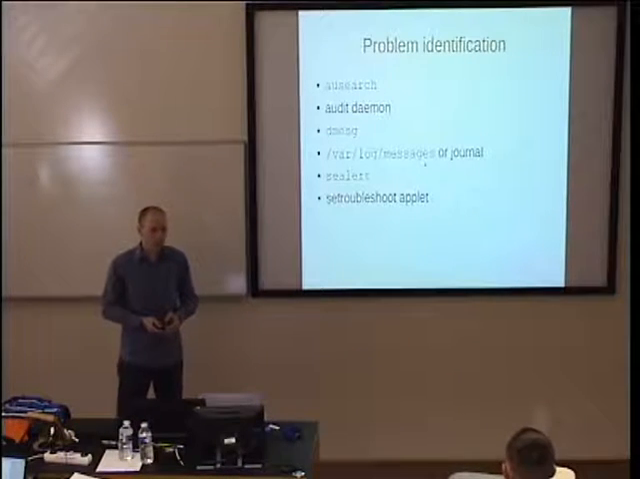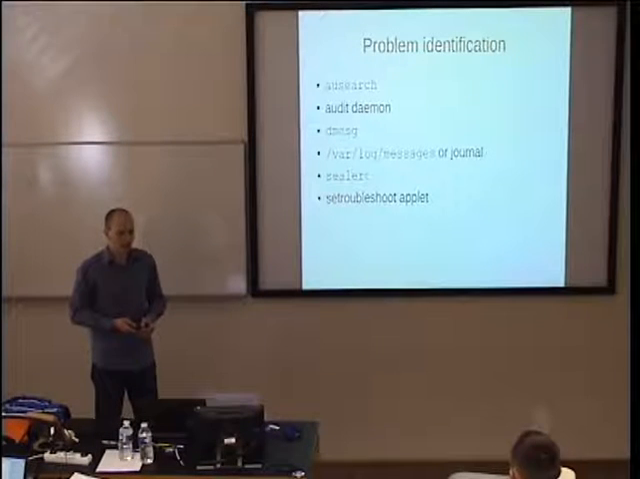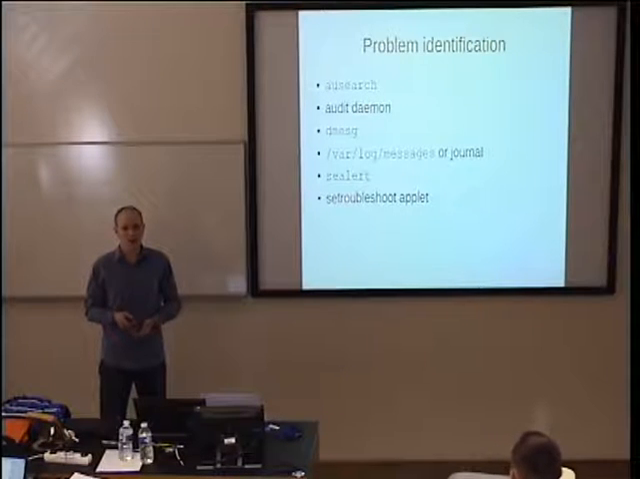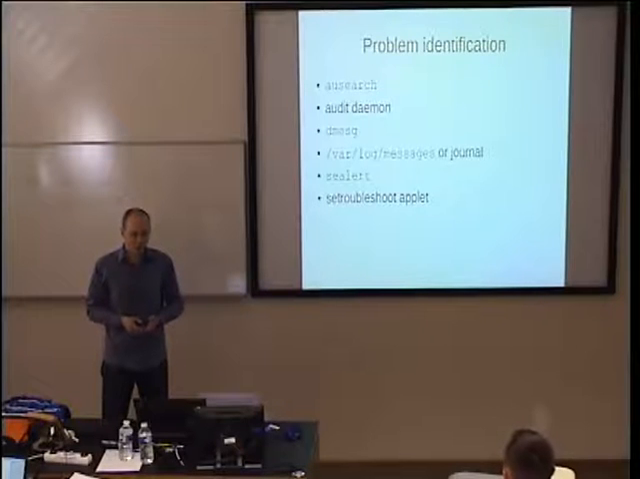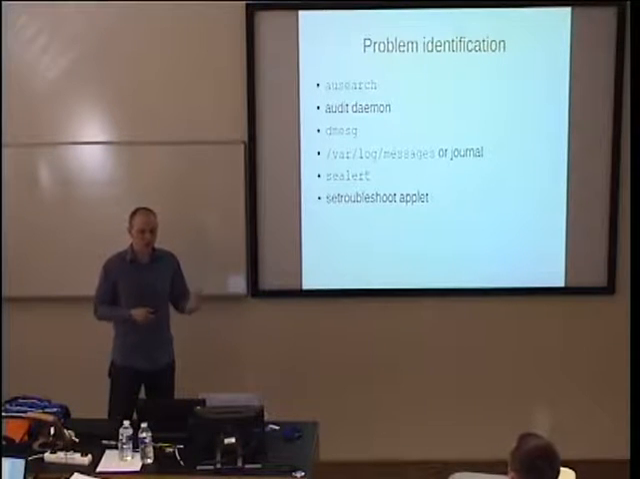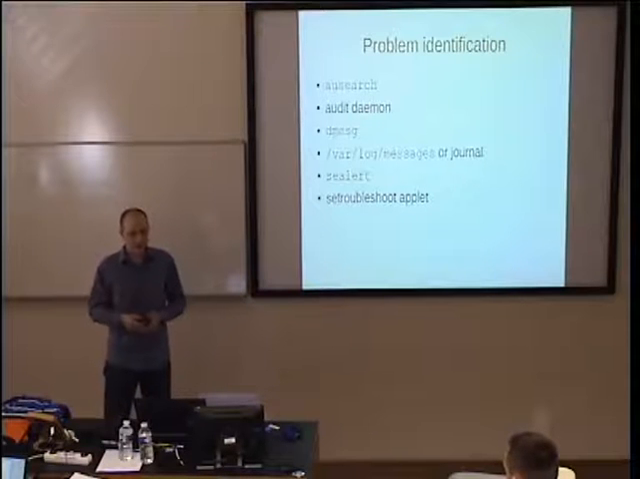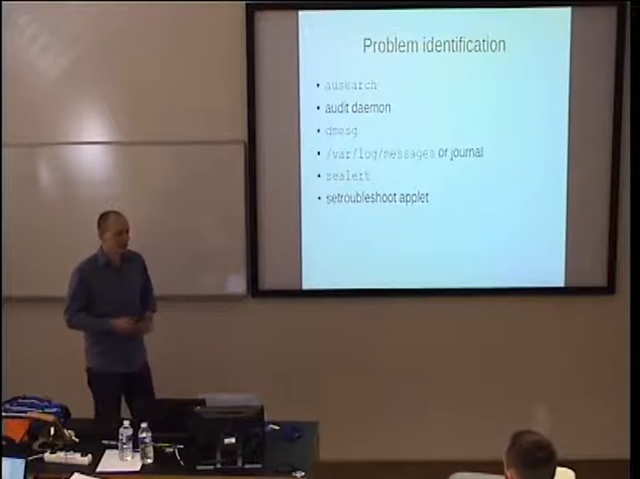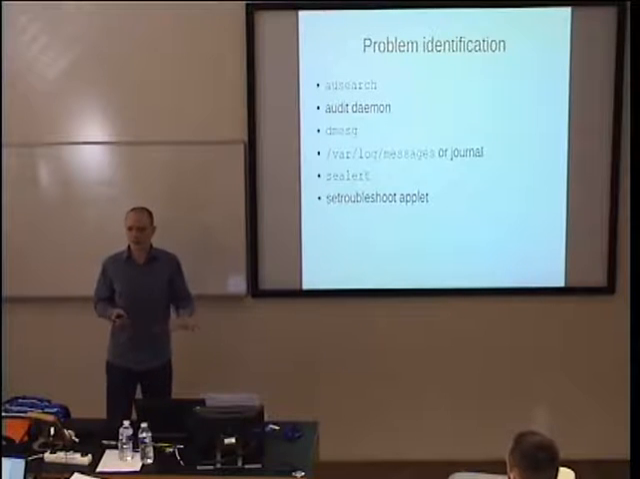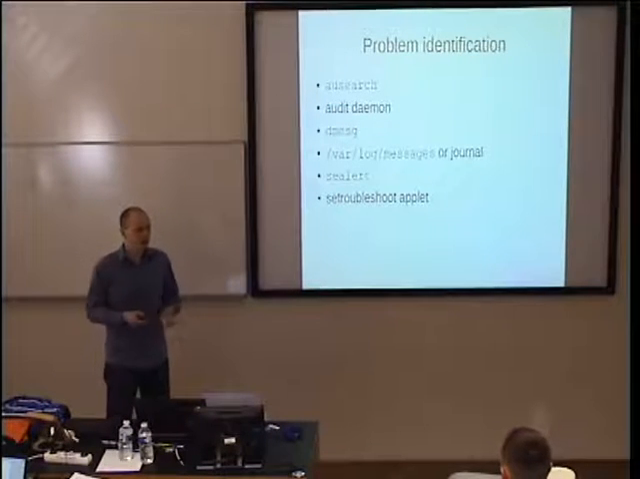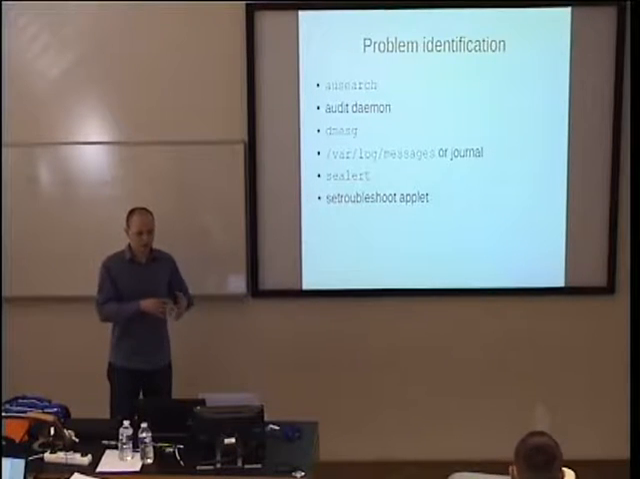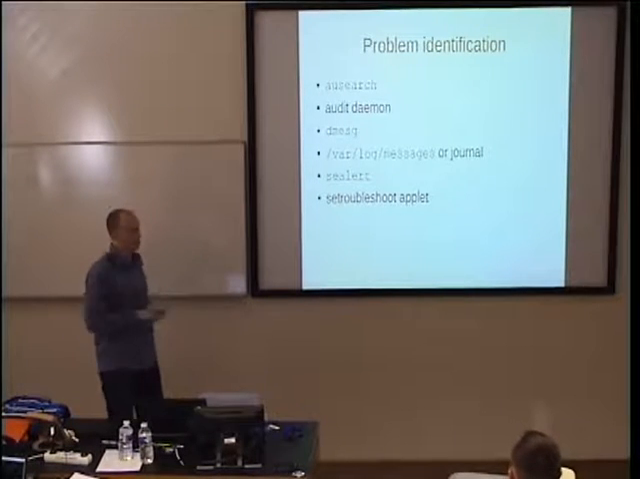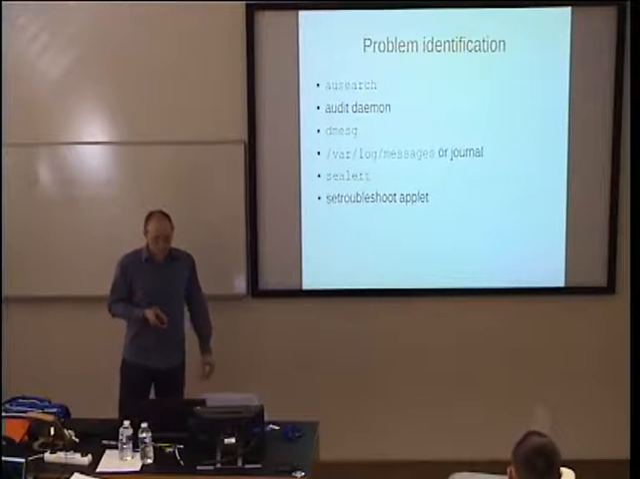Okay, so first part is problem identification. First, we need to find out if the problem we see is really SELinux related. It usually means there can be different kinds of problems, and SELinux problems usually manifest themselves by an AVC, an SELinux denial. Either it is a denial in the user level, or on the kernel level, and so on.